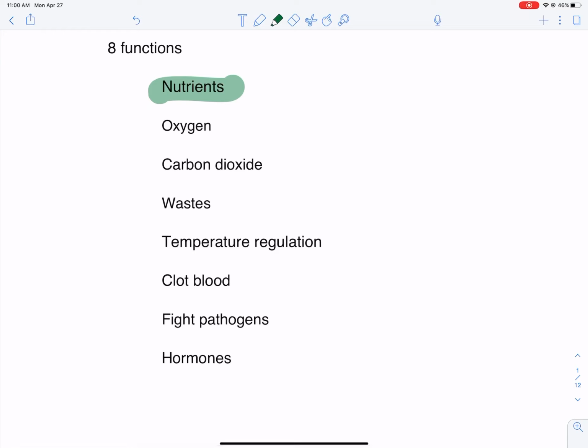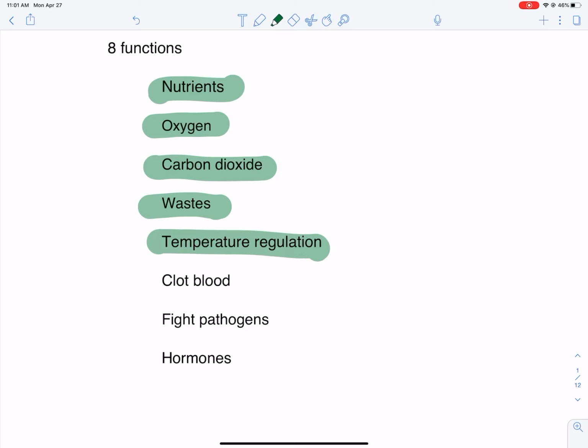And even though oxygen is a nutrient, we put that one separate because it's so important. Oxygen is being transported to every one of the cells in your body. And then, of course, it has to take the carbon dioxide waste away from the body. And in general, it has to get rid of all those metabolic wastes, the urea, the uric acid, and all those will build up. Those are toxins, so we need to get rid of those. And then eventually we take those to the kidneys, and the kidneys filter them out, and we pass them out of our body. Temperature regulation is a biggie.